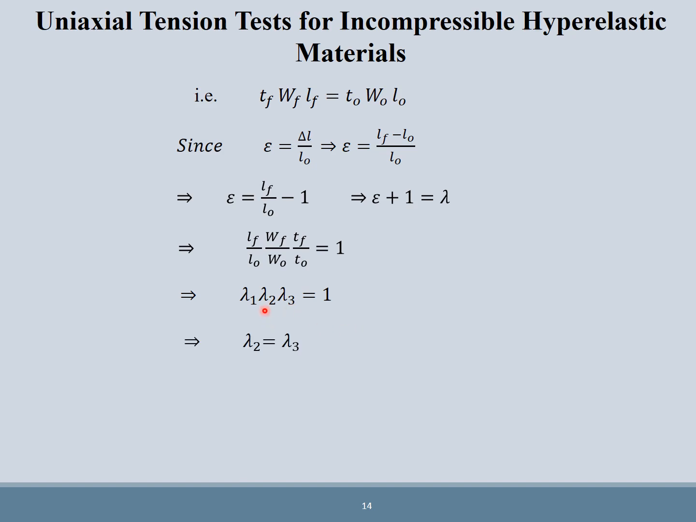And we assume that width and thickness are the same, so we have lambda 2 is equal to lambda 3. Also we assume that lambda 1 is lambda, so lambda is a stretch. So when we replace lambda 1 is equal to lambda here, and lambda 2 is equal to lambda 3, what we get is lambda 2 square is equal to 1 upon lambda, and when we take the root, we get lambda 2 is equal to lambda 3 is equal to 1 upon root lambda. So this is the condition for the uniaxial tension test, okay, for an incompressible hyperelastic material.